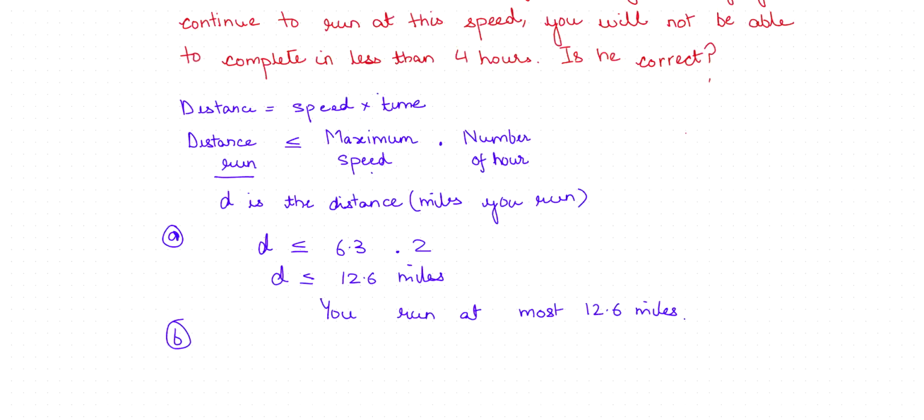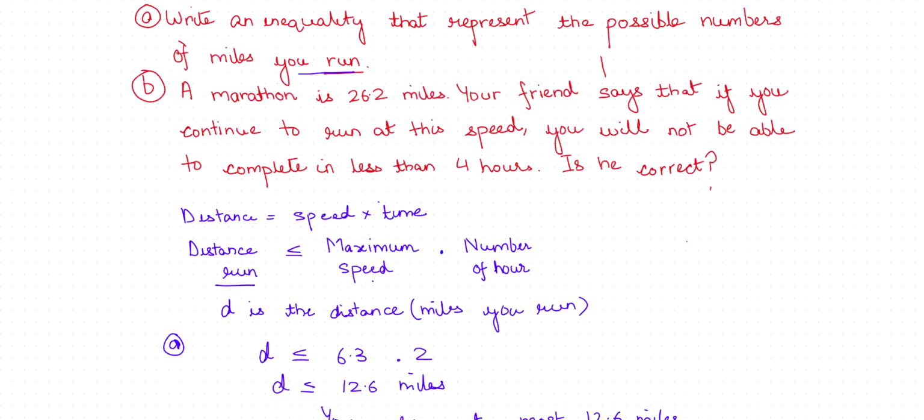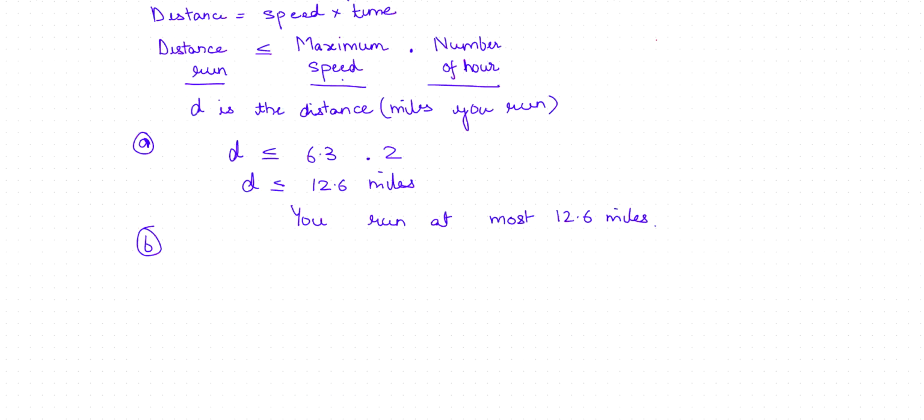So now for the B part, they are saying the marathon is 26.2 miles. And your friend says that if you run at this speed, which is 6.3 miles per hour, then you'll not be able to complete in less than 4 hours. So let's check it. So this was maximum speed and number of hours. Previously number of hours was 2 when we were doing the A part, but now it is 4.